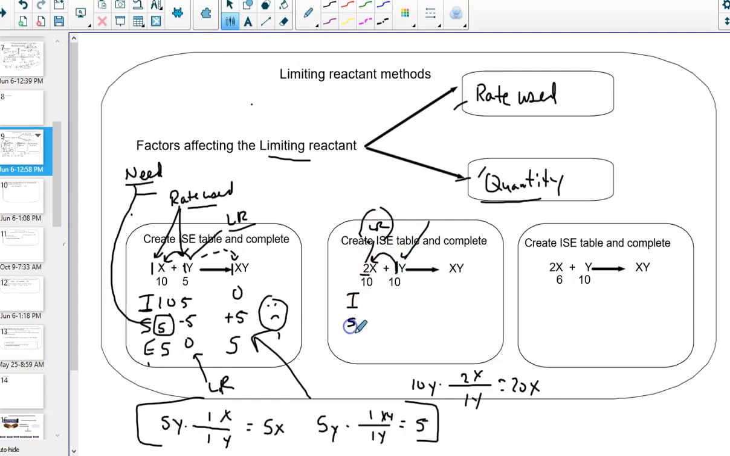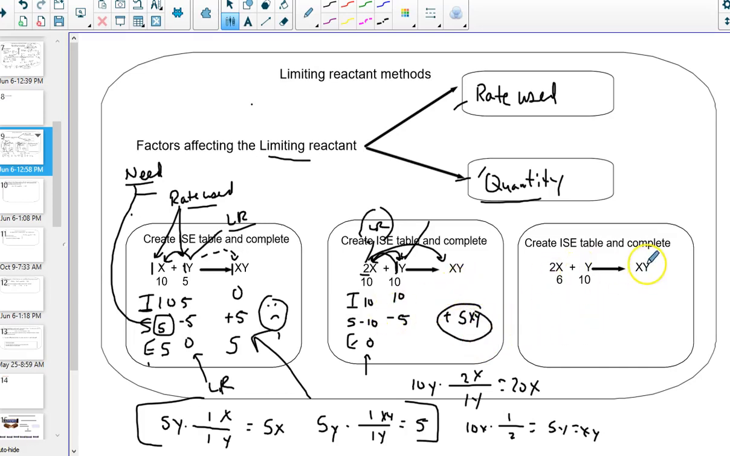Initial stoich ratio end. Okay, I got 10 of these, 10 of these. Now let's run with this guy. Minus 10 goes to 0. That's not my limiting reactant. 2-to-1 ratio, 10 x's at a 2-to-1 ratio equals 5 y's. Minus 5. And I know it's tempting to not show your work, but it's all about habits. 2-to-1 is also a 2-to-1 ratio, which equals xy would be plus 5 xy's. And that's my answer.